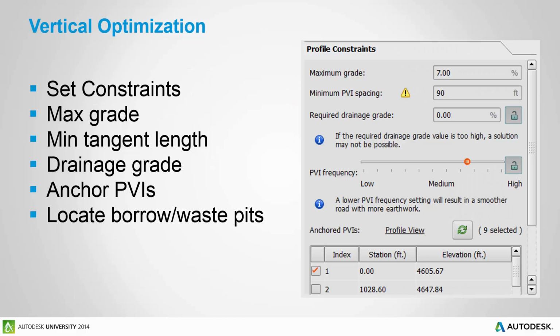The optimization parameters that can be entered in the calculator include setting specific constraints like the maximum grade and the minimum PVI spacing. Of course, you can set which PVIs are anchored to match certain elevations at specific stations. You can also add borrow and waste pits if you'd like to help reduce haul costs. And then finally, you can actually include the local cost parameters in your calculations so that you get a much more accurate calculation.